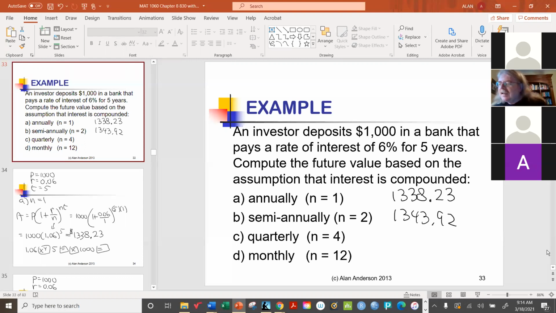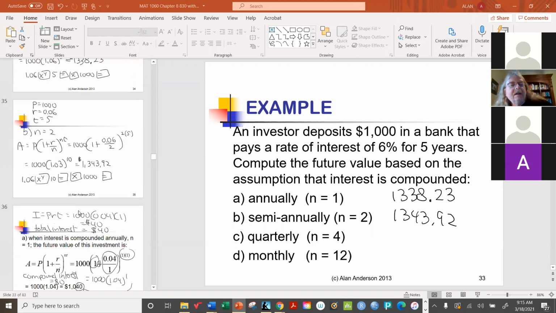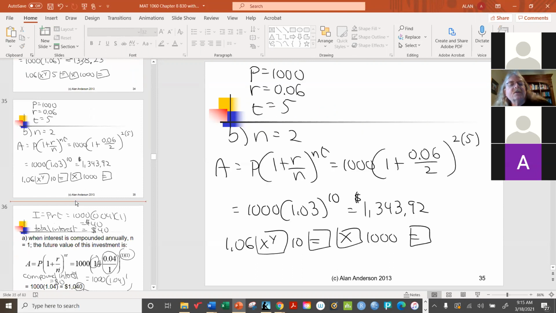All right, let's see who's got it. $1346.86. Perfect. All right, I think we're definitely getting the hang of this. All right, but let's see why this is true.